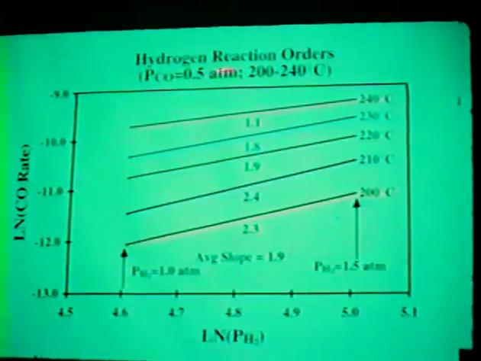For similar conditions, except that the partial pressure of CO was doubled to 1 atmosphere, we still saw a positive order, but the trend was from lower orders at 200 of 0.1 up to a maximum of 1 at the higher temperature. So we see that there's not a consistent trend there, and we'll be looking at that a little bit more later.